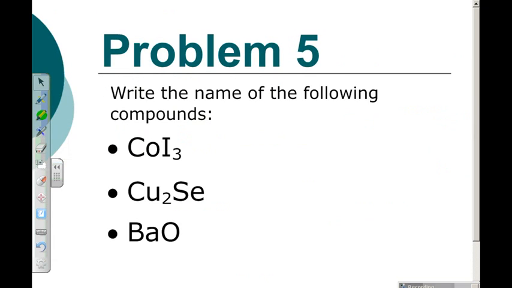For this problem, we're asked to write the name of the following compounds. So notice here we're given formulas and we write names. I'm going to start with CoI3. Co is the symbol not for copper. Copper is Cu. Co is cobalt. So I'll start by writing the name cobalt. Remember, metals don't change their ending, so it just stays cobalt.